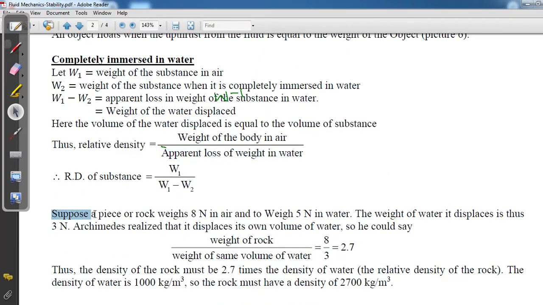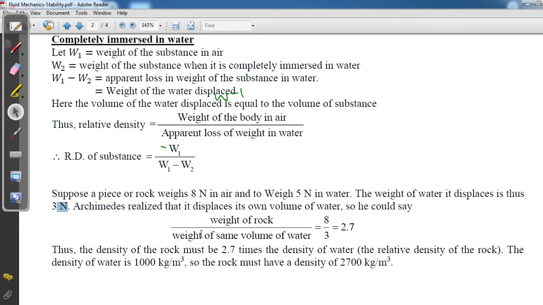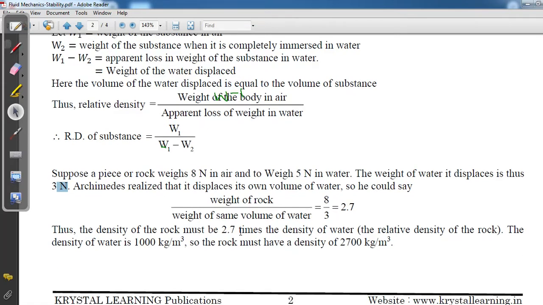For example, a piece of cork weighs 8 Newton in air and weighs 5 Newton in water. When the same piece is submerged in water, it weighs 5 Newton. So what will be the weight of water it has displaced? That will be the difference of these two values, apparent loss W1 minus W2, so 3 Newton. So here we get weight of rock divided by weight of same volume of water, or apparent loss, whatever you say, both terms are equal, that is 8 by 3 equal to 2.7. So thus the density of rock must be 2.7 times the density of water, that is the relative density of rock.